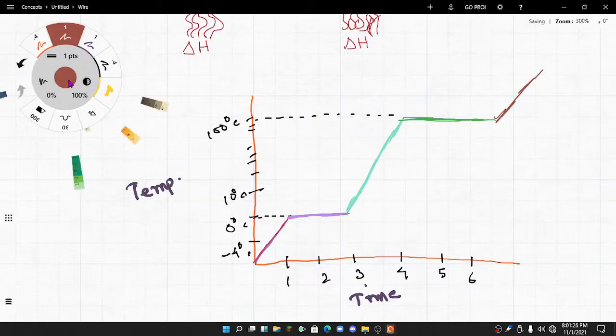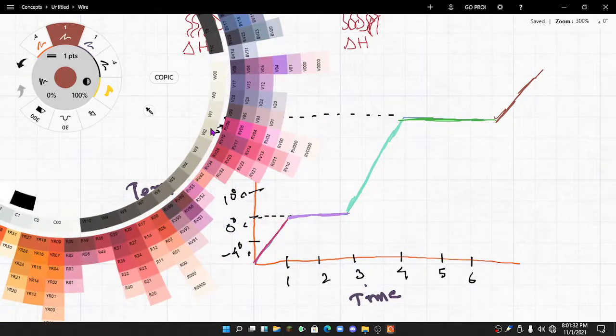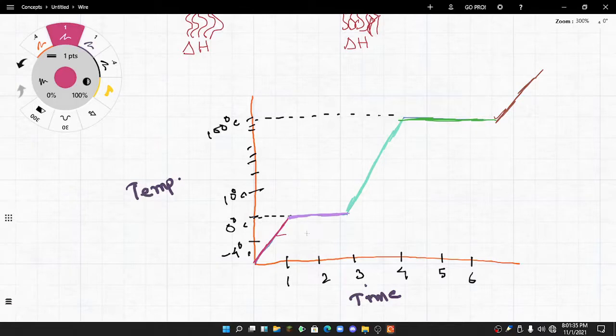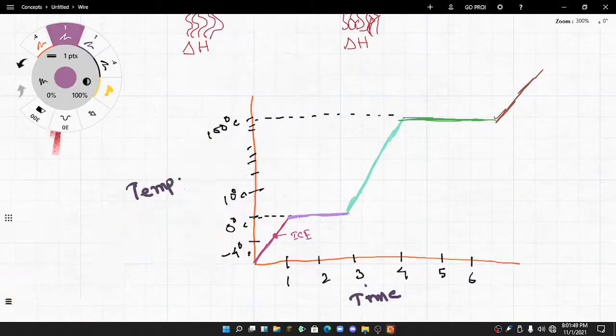Let's see what happened in these colors. In terms of this color here, the ice, it was ice there, it was whole ice. And at this point here, it's called latent heat. What do you call it? Latent heat.